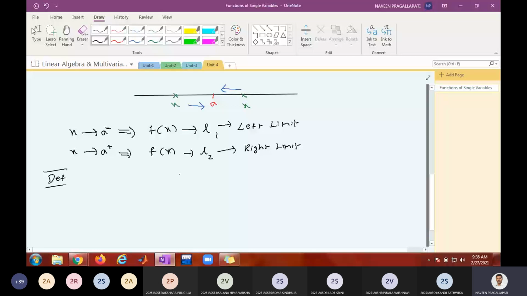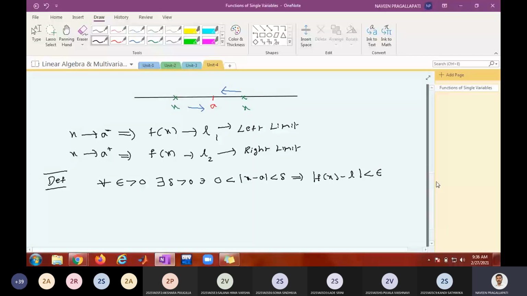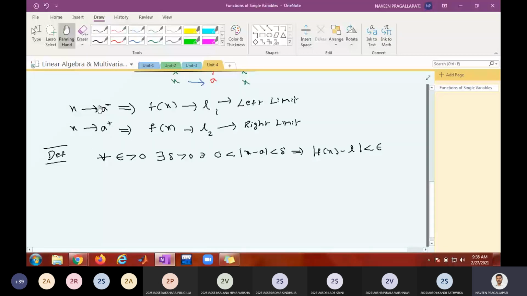I don't know whether it is given in your intermediate or not. For every epsilon greater than 0, there exists a delta greater than 0, such that whenever 0 less than modulus of x minus a less than delta implies modulus of f of x minus L is less than epsilon. This is the way of defining the limit. So how close approaching means like this.